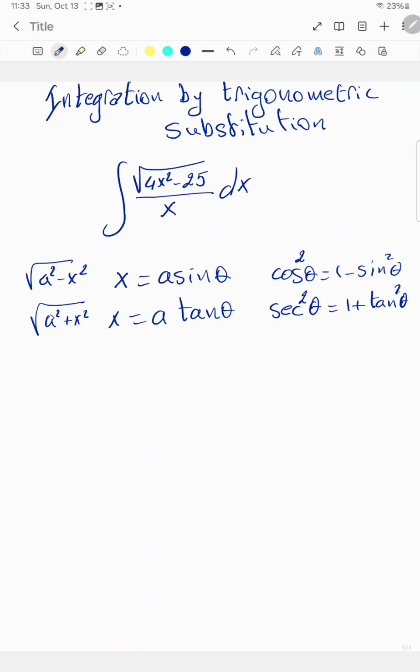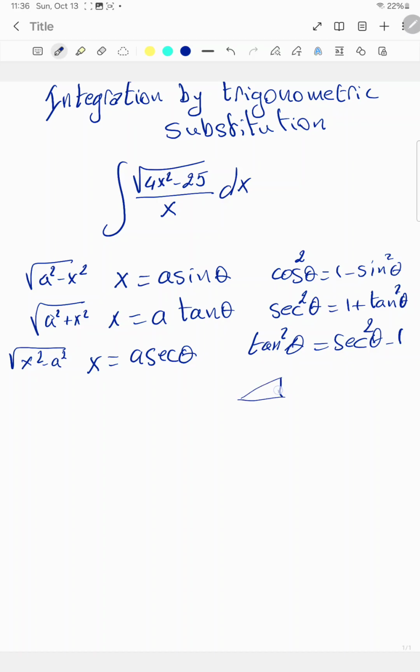And if I have the square root of x squared minus a squared, I will take x equal to a sec of theta, and I will use the formula tan squared of theta is equal to sec squared of theta minus 1. And I will draw my trigonometric triangle according to the x that I have chosen. You will see at the end of this video when I solve that integral.